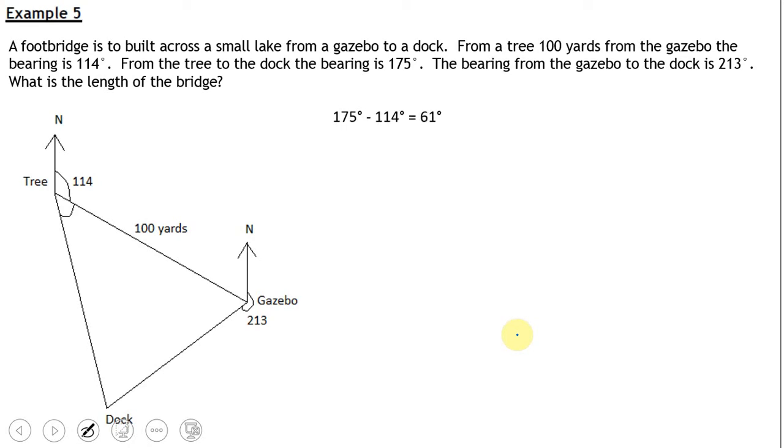Now, the bearing from the tree to the dock is given as 175 degrees, but part of that is the 114 that we've already got up to the gazebo, and what we want is that missing angle within the triangle that we've drawn. So 175 degrees minus the 114 we've already got is 61 degrees. So to get the bearing correct, the angle in that triangle would have to be 61 degrees to give us a bearing of 175 degrees from the tree to the dock.